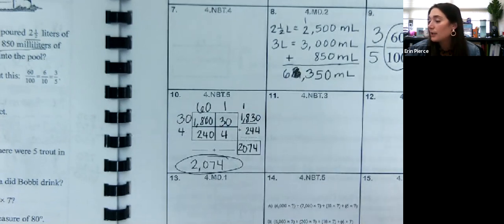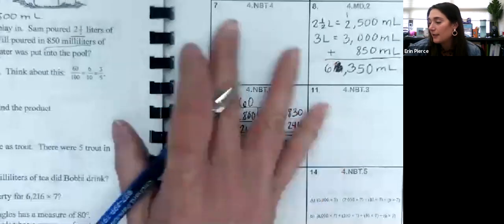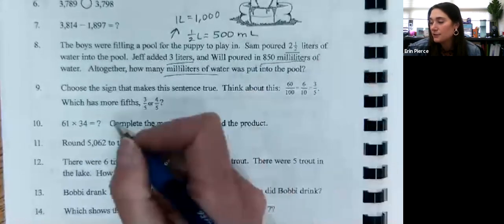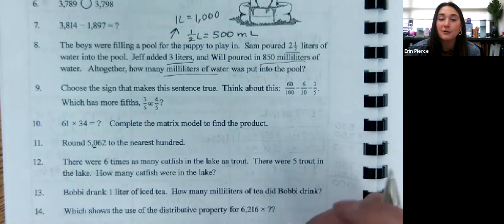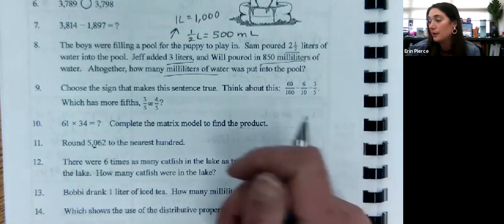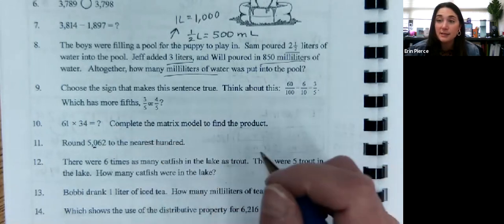Let's take a look. Rounding 5,062 to the nearest 100. That's this place value. There were 6 times as many catfish in the lake as trout. There were 5 trout in the lake. How many catfish were in the lake? Write a number sentence and solve.